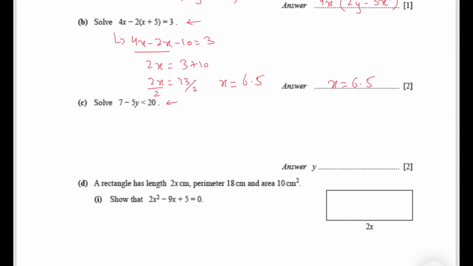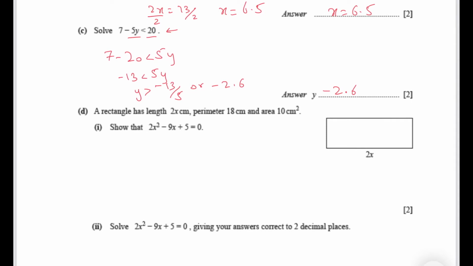When you solve this inequality, we will try to take this negative y to the other side to make it positive. So you bring the 20 on this side. You write 7 minus 20 is less than 5y. 7 minus 20 is negative 13, which is less than 5y. So y is greater than negative 13 over 5, or this can also be written as negative 13 divided by 5. This gives us negative 2.6. So your final answer is negative 2.6.